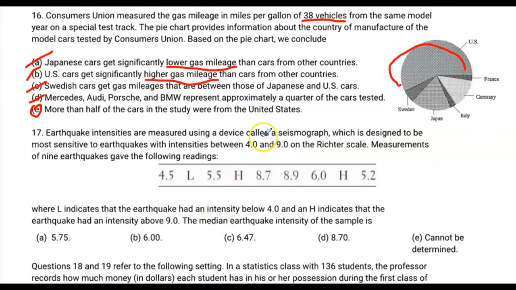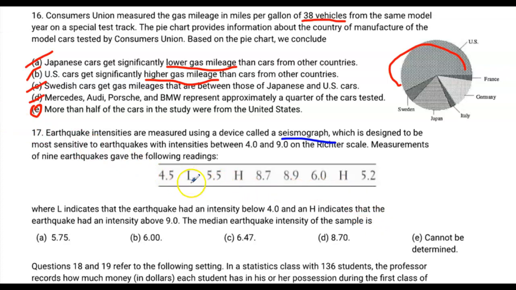Earthquake intensities are measured using a device called a seismograph. It's actually pretty cool to watch the seismograph work. And now this question is asking us what the median earthquake intensity is. All we need to do is try to determine which value is in the middle of the values when we list them in order. So let's do that.